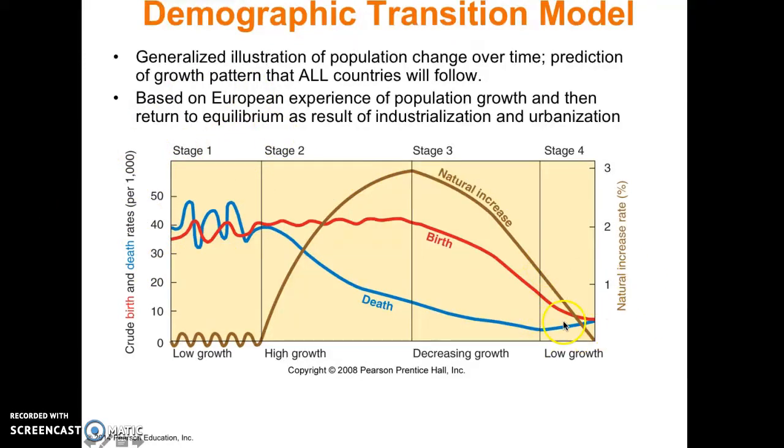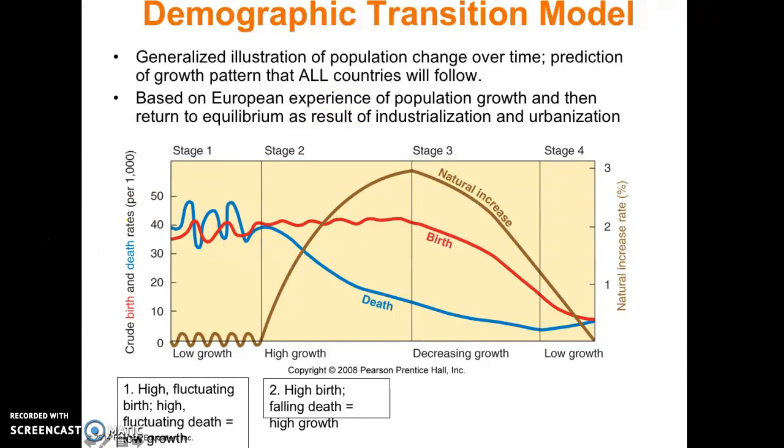So the U.S. is here. During the American Revolution, we would have been like right around here. We would have been here in the early part of the 1900s. So the demographic transition model is just a model for population growth.